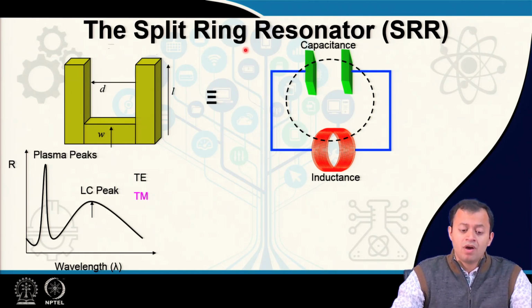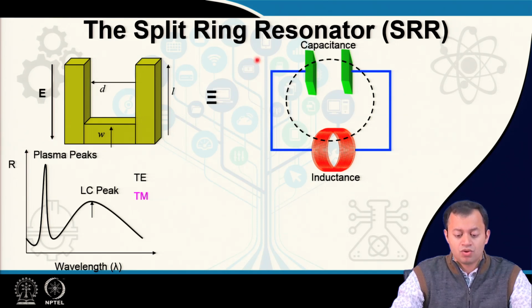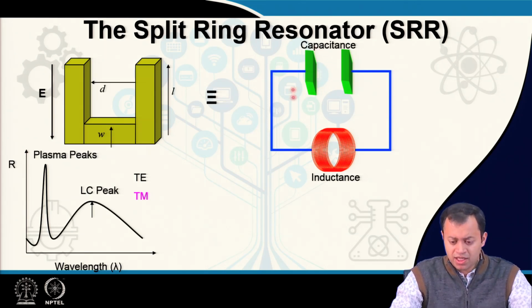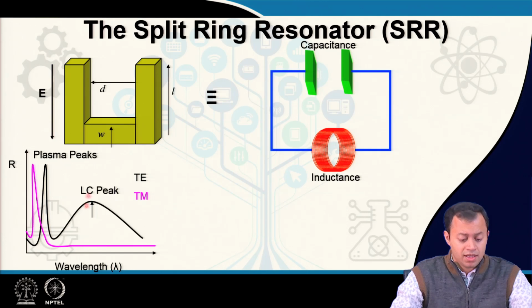What happens when you have changed the polarization? Meaning you have removed the electric field from across the gap and here you have put the electric field in this direction. So, if the electric field is in this direction, there is no electric field across the capacitor, so there is no charging and discharging happening, and if there is no charging and discharging happening, there is no circulating current. If there is no circulating current, there is no orthogonal magnetic field. If there is no orthogonal magnetic field, this peak, this resonance peak is gone.